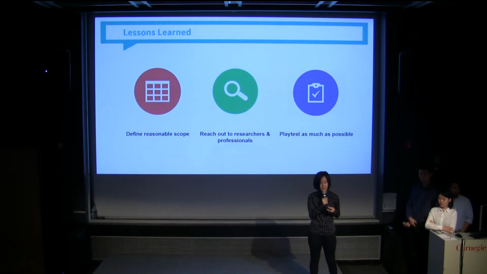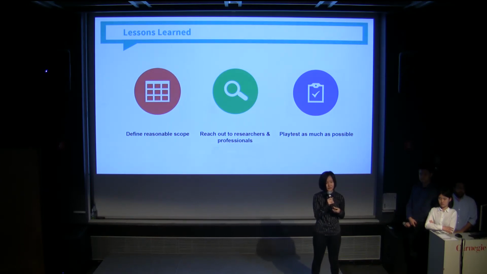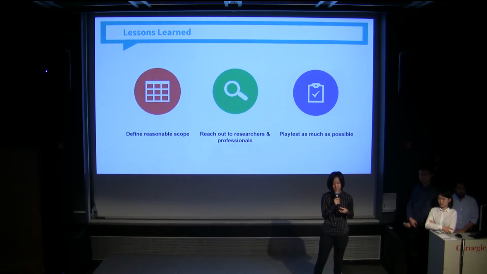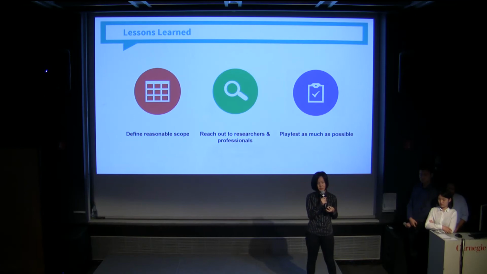So the lessons we learned: first, define a reasonable scope. We didn't change the game mechanics after halves. We carefully crafted the 30 levels with a smooth learning curve. We only added essential features that could enhance the gameplay, such as the trophy room, as well as the map UI for level selection. In addition, we learned that reaching out to researchers and professionals is very helpful.